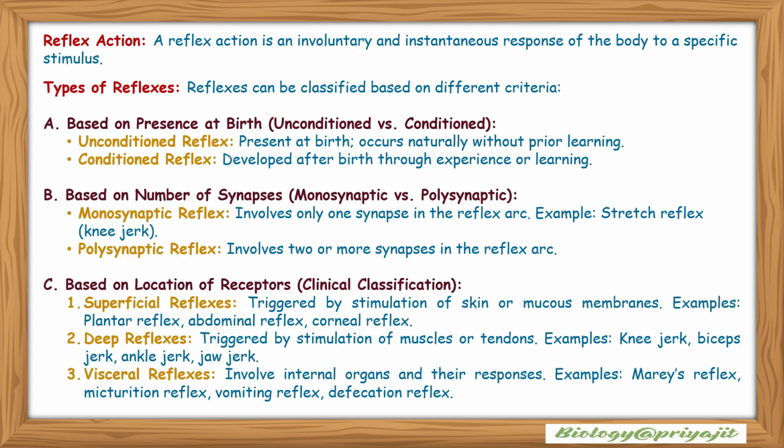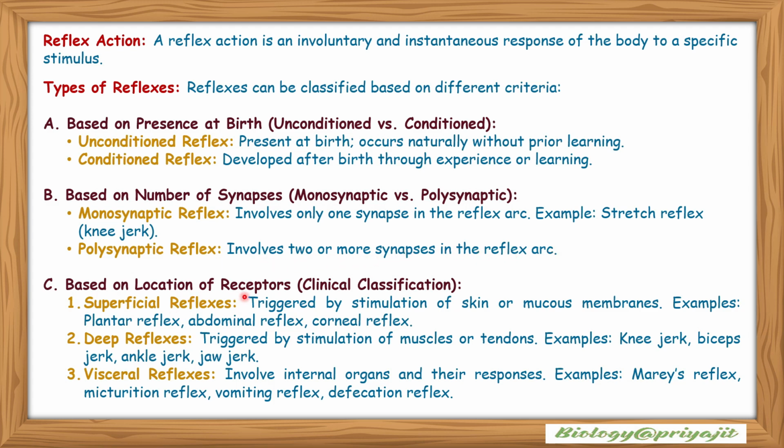Reflexes can be categorized based on number of synapses. That is, it can be either monosynaptic or polysynaptic. A monosynaptic reflex involves only one synapse in the reflex arc. Example, stretch reflex like knee jerk. And a polysynaptic reflex involves two or more synapses in the reflex arc.